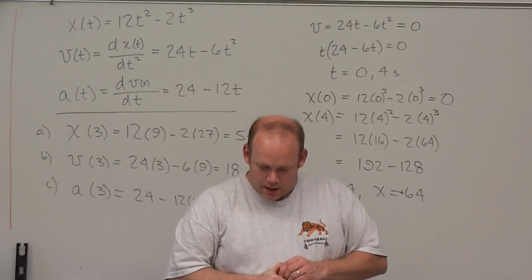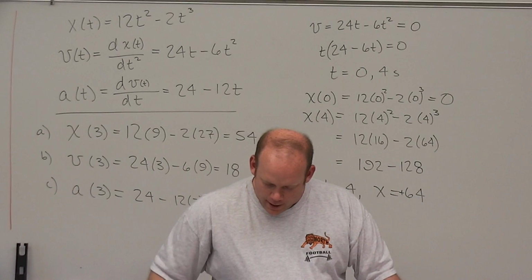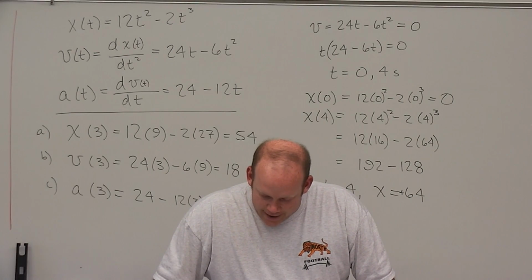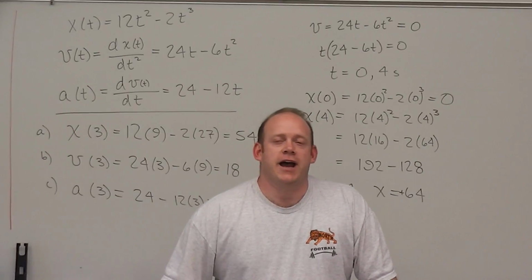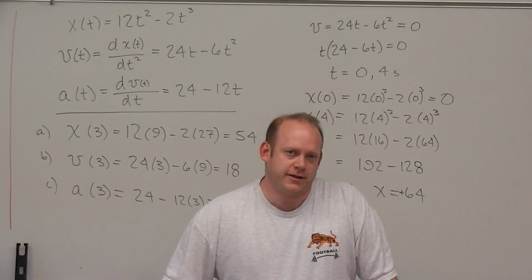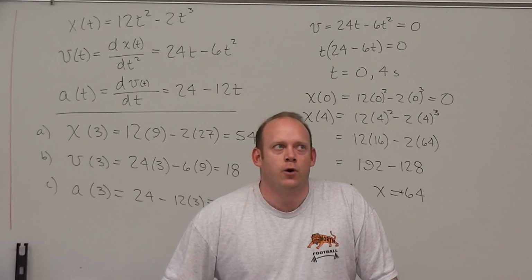Okay. Now, the last part there. Determine the average velocity of the particle between t equals 0 and t equals 3. Oh my gosh, I can't believe how many times I've asked a question like this on a test, and you guys always get it wrong. It'll be on your test.